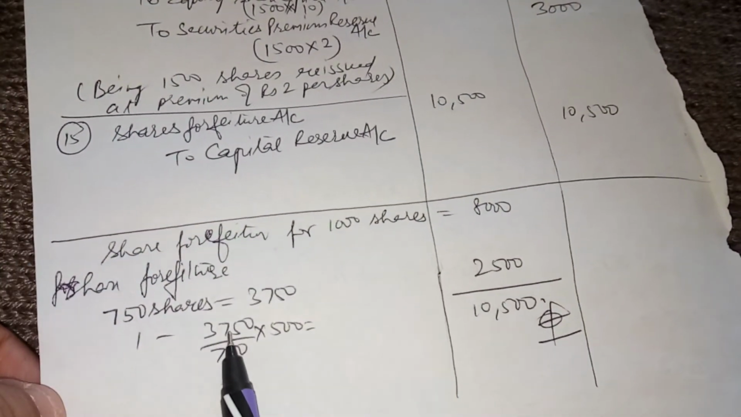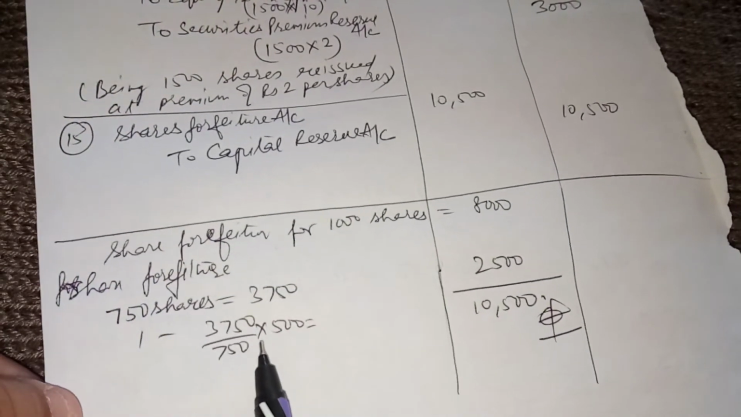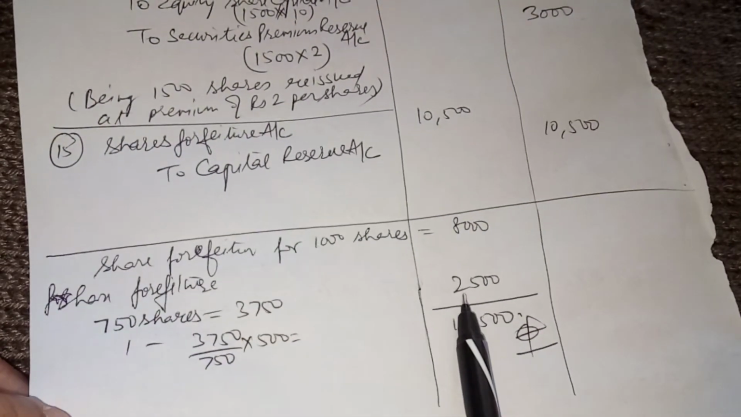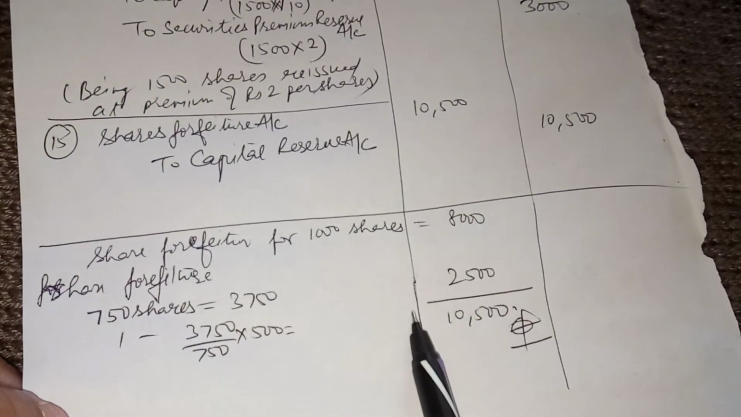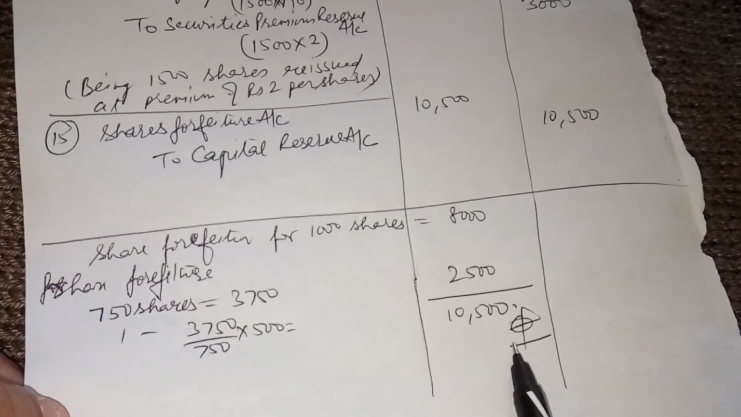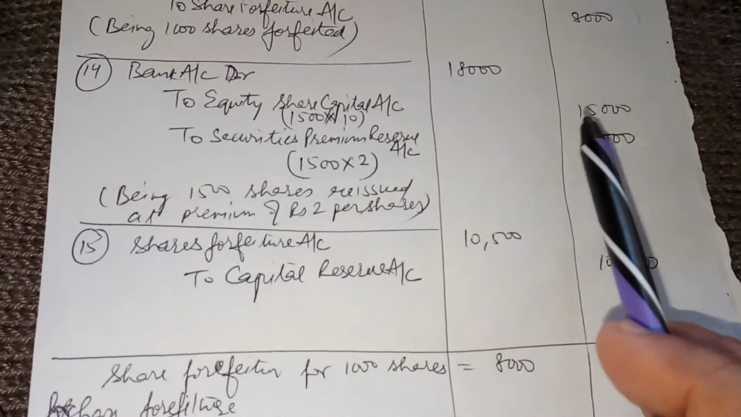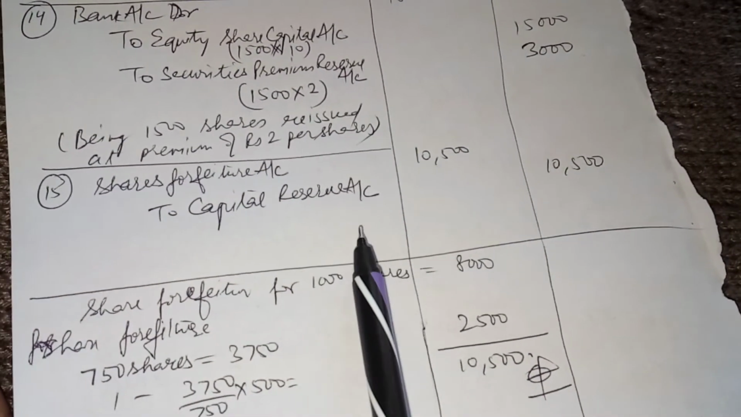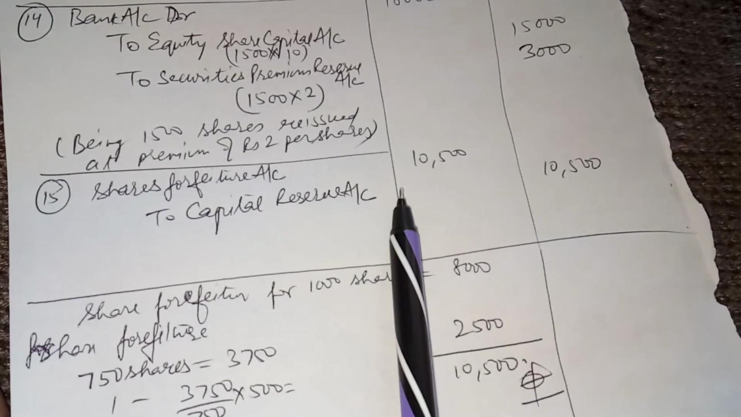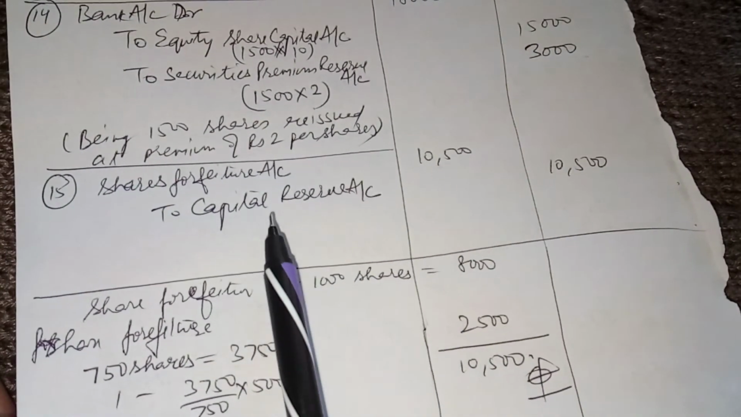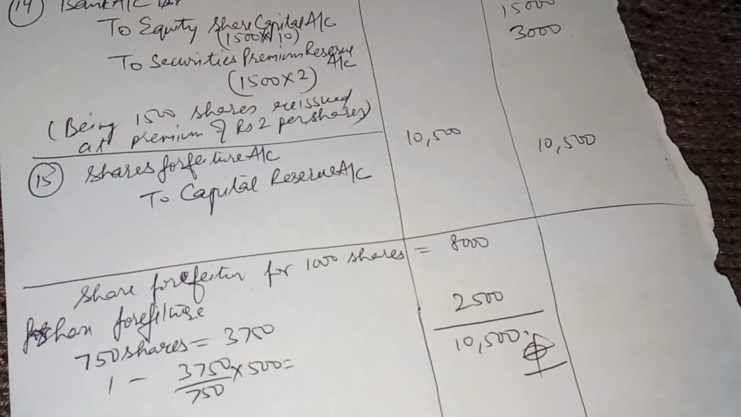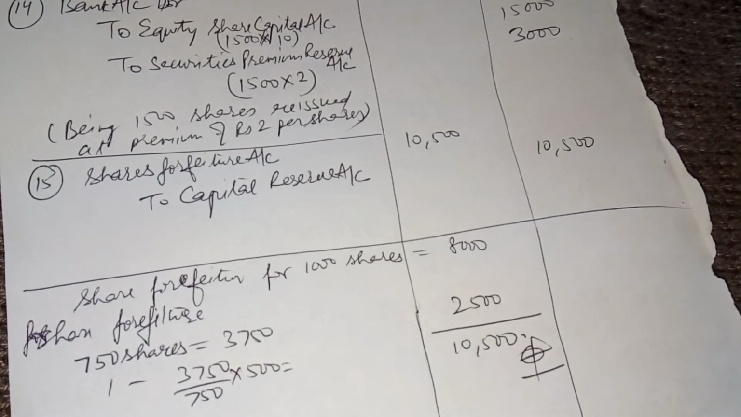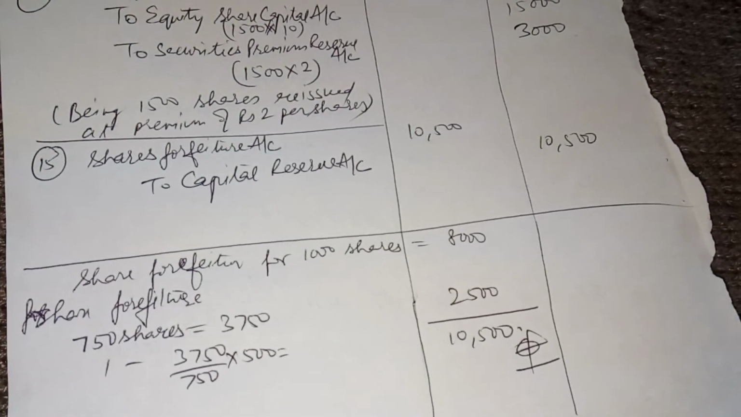For one share, 3,750 divided by 750. For 500 shares, 2,500 was there. So the total amount of 8,000 plus 2,500, 10,500 was transferred to share forfeiture account. But while reissuing, we did not use any money. So all this part of share forfeiture, that means 10,500, will be transferred to capital reserve account. So it was the profit on the reissue of shares. So this was all regarding this problem.